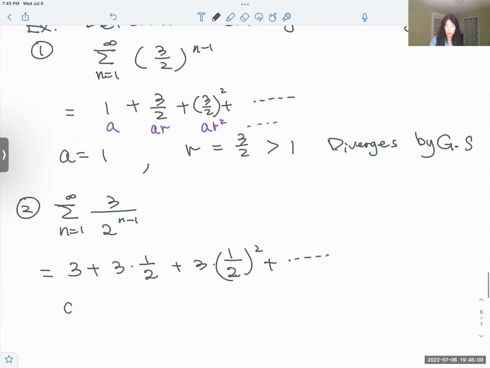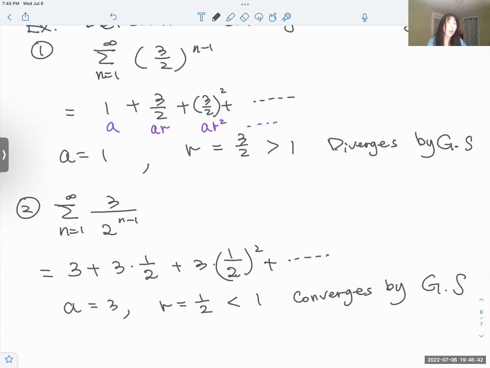So what's the A in this case? 3. Good. R equals what? 1/2. Yes. So does it diverge or converge? Converges, because R is already positive, we don't need the absolute value, and it's less than 1. So we say that it converges by the geometric series.